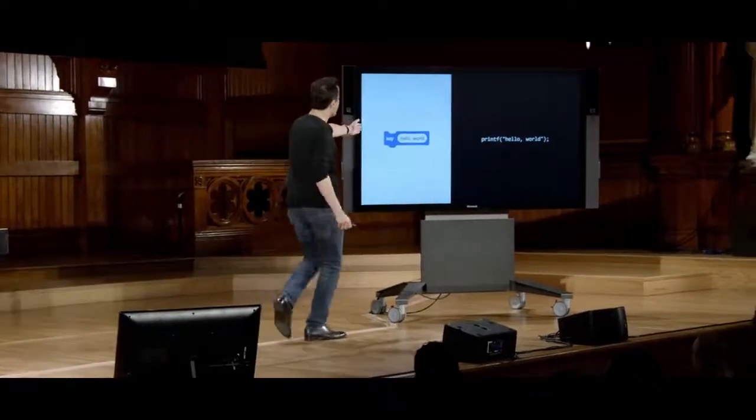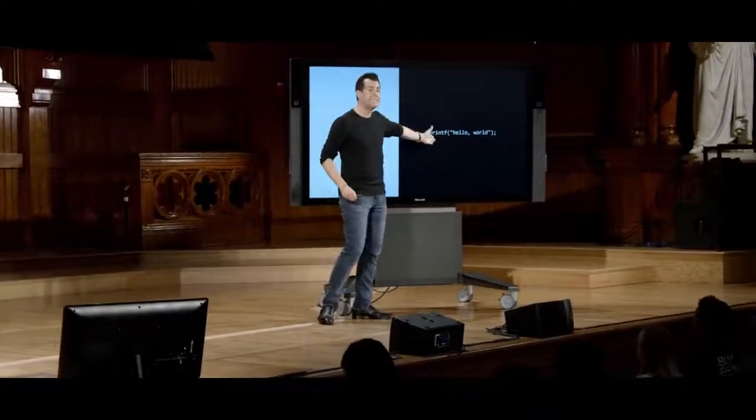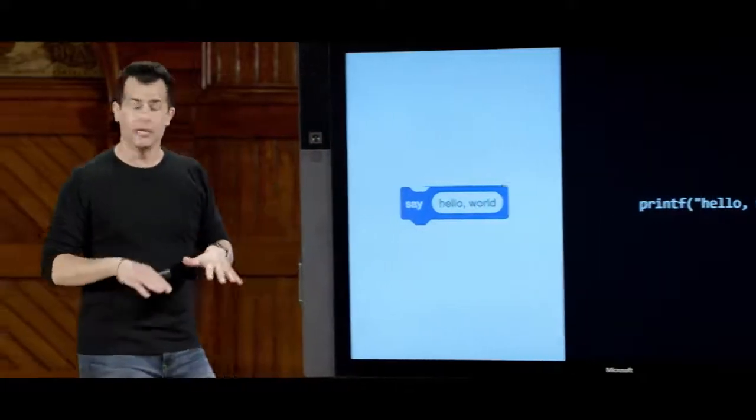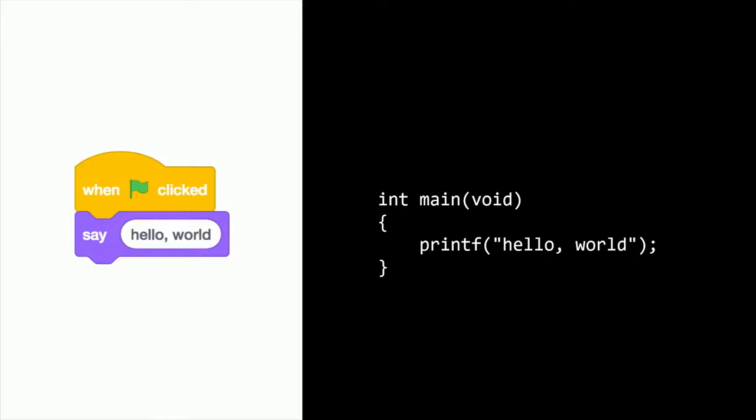So on the left, we have an idea from last week. On the right, we have an idea from this week, as we'll soon see on my computer. But they are functionally equivalent. They do the same thing. So how do we go about getting from this Scratch program to this C program? Let's go ahead and point out one last thing.